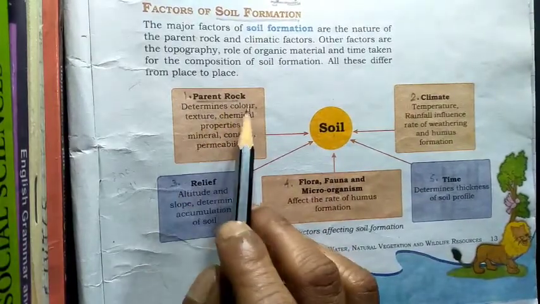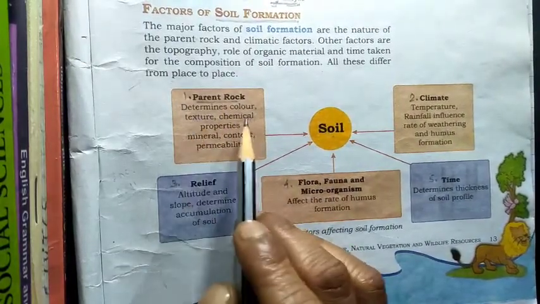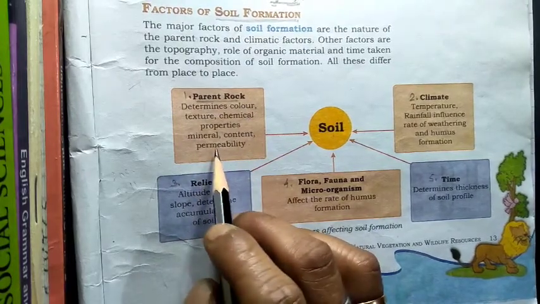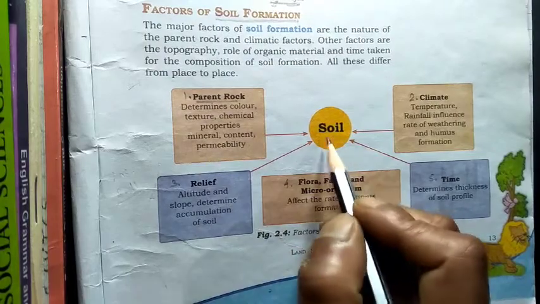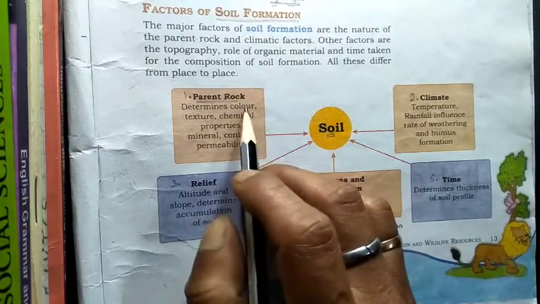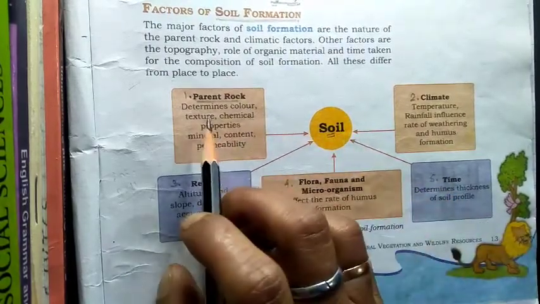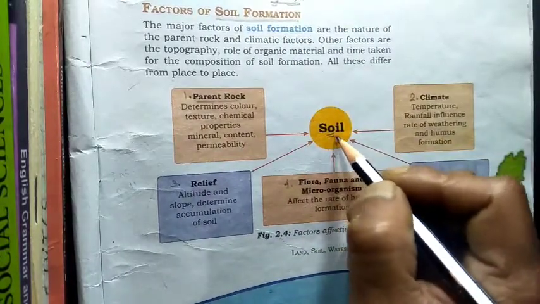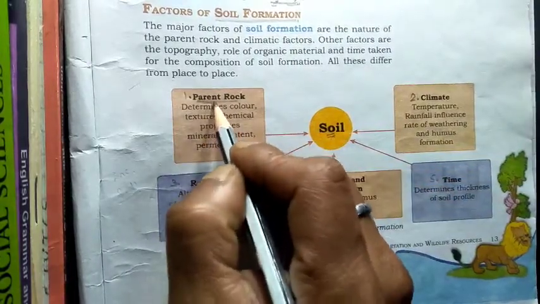Parent rock determines color, texture, chemical properties, mineral content, permeability, etc. So we can say the soil is of which color, what is the texture of the soil, what are the chemical properties, what are the chemicals present in the soil. All these things are determined by the parent rock.